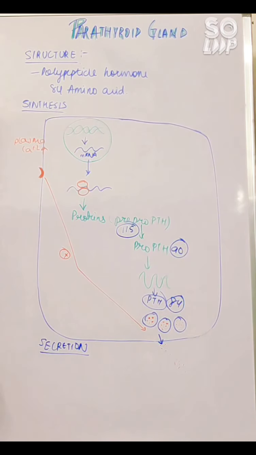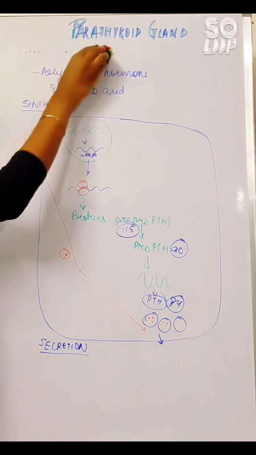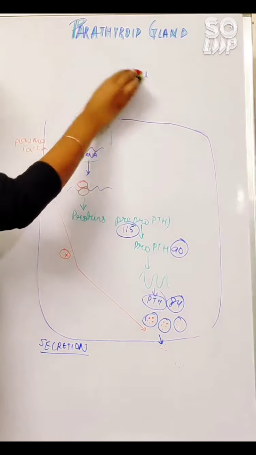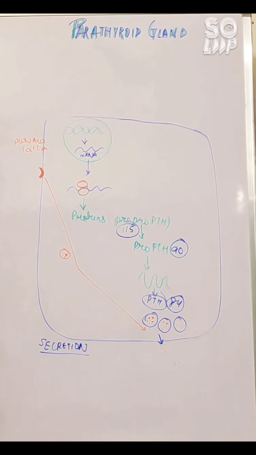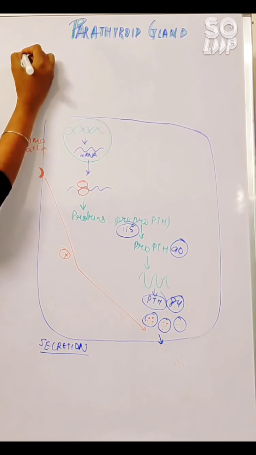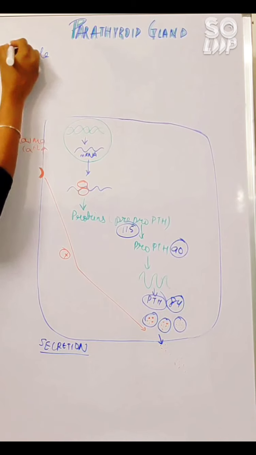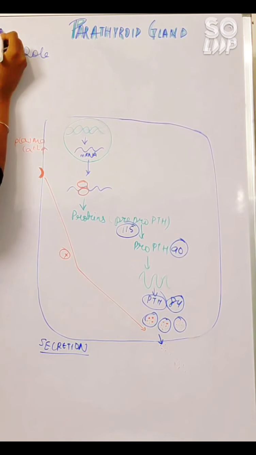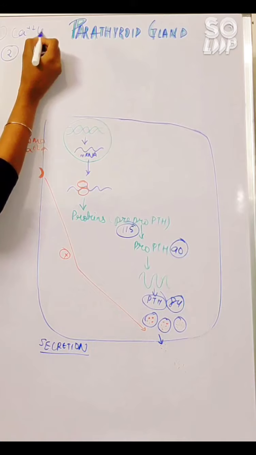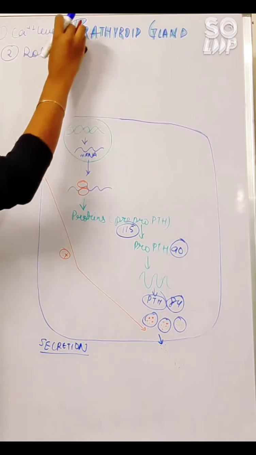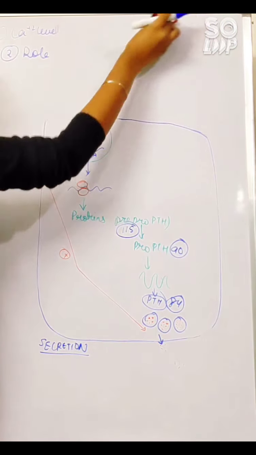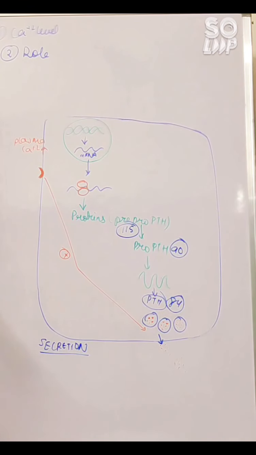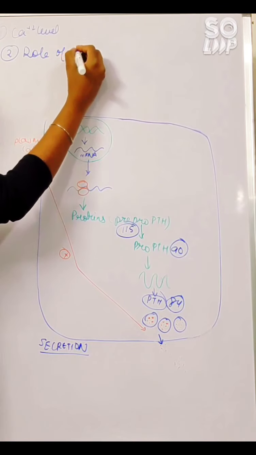So this was secretion. The next thing is regulation of secretion. The next factor is the role of vitamin D. What does vitamin D do? Okay, I'll write the second factor. The first factor was calcium level. You can write it as plasma ionized calcium level. Okay. Next is the role of vitamin D.